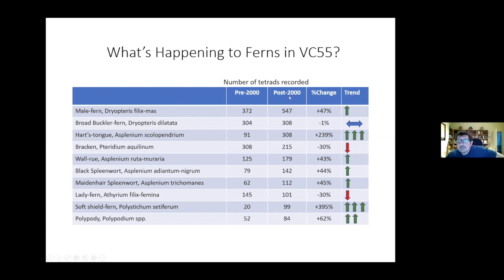And this is post-2000, so that's 20 years of records. So the time period is actually a tenth of the time here, or 10 times more. So what do we find? Well, what we find is even common ferns like this have increased.